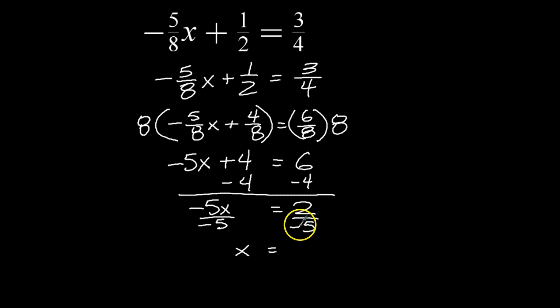Now this negative is in the bottom. We typically don't like it in the denominator, so I'm just going to move it up to the top. It doesn't actually matter. 2 divided by negative 5 is going to give you a negative result. So negative 2 divided by positive 5 is the same idea. Okay. Then you'll also notice same answer.